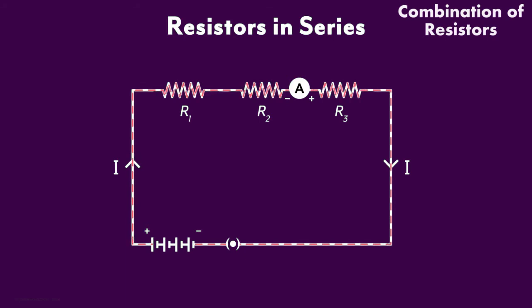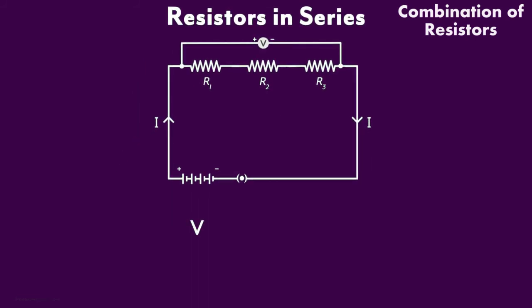Okay, let's remove the ammeter from between the resistors and try out something else. Now insert the voltmeter at the start of the first resistor and at the end of the third resistor. Now plug the key and note the potential difference across the resistors. Let's say it's V volts. Now take out the plug and disconnect the voltmeter. Now add 3 voltmeters in the circuit like this, one across each of the resistors. Now plug the key and measure the potential difference across each of the resistors.